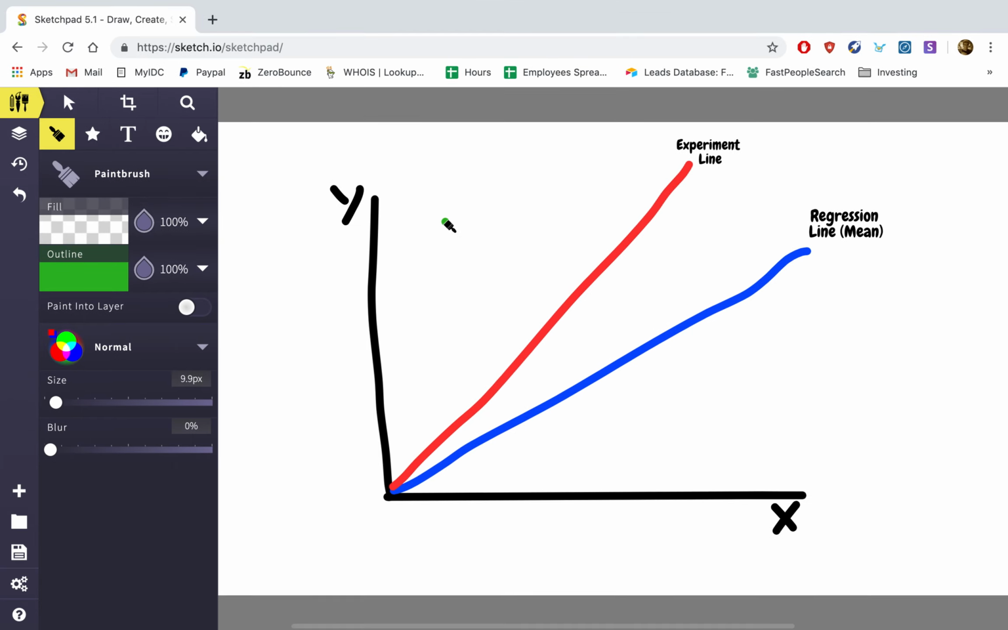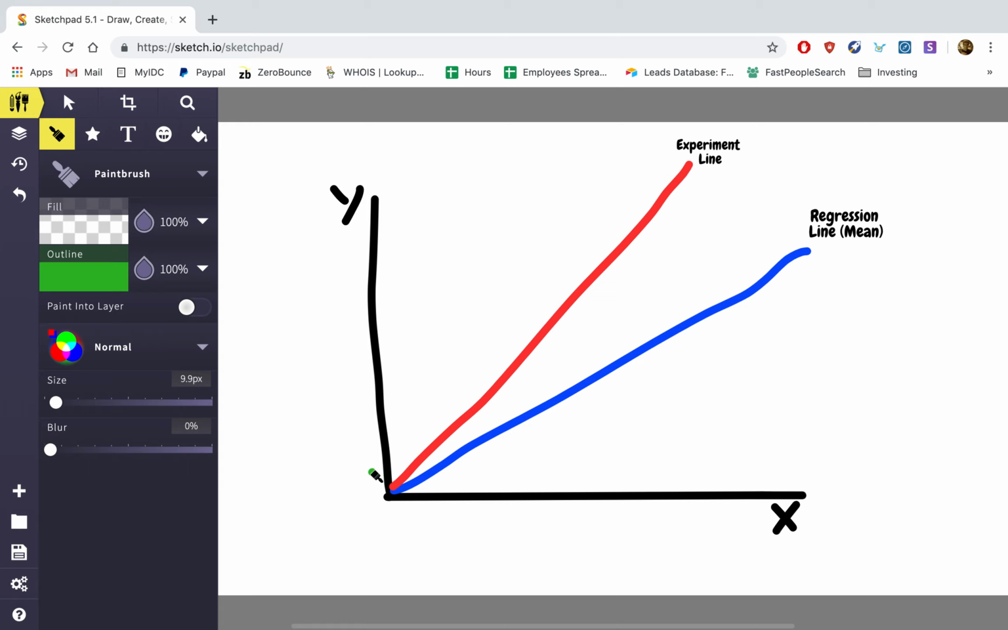So what I'm going to explain to you very quickly is how regression towards the mean works. As you can see here, we have our regression line, our mean. This is like our population mean, let's say. And here we have our experiment line. This is some sample mean that we have. And I'm going to show you how regression towards the mean works.